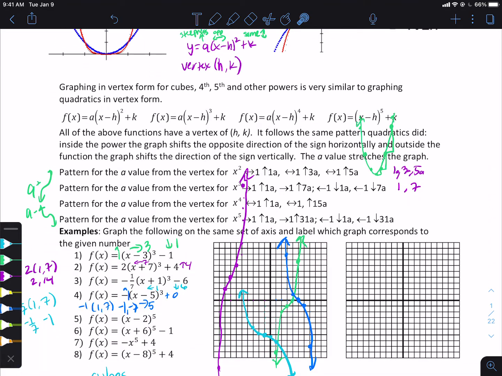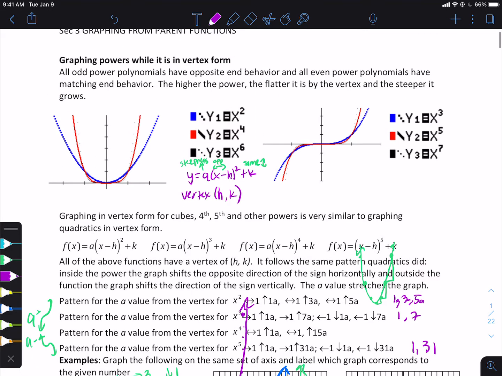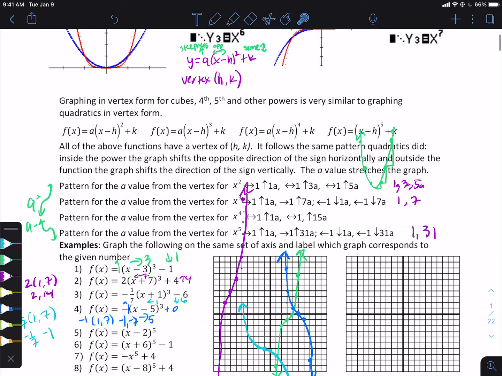So our fifth power pattern is 1 in 31, which notice that's a lot more than 1 in 7, which should be the case because as we're going up in power, we're getting steeper, which means we're going up faster. Right? Now these patterns come from your x values, right?